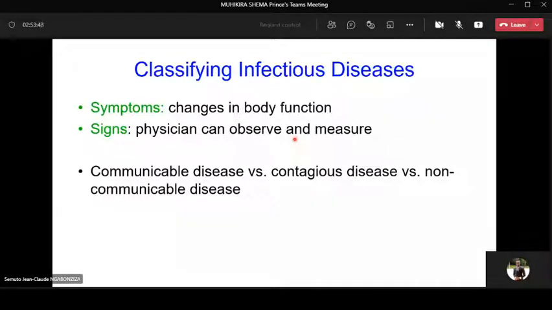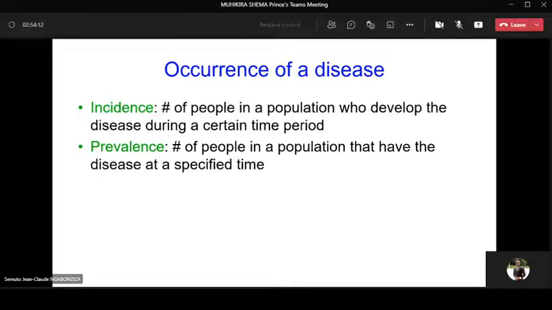Classifying infectious disease: there is symptom, which is a change in function, and signs, which the physician can observe and measure, such as temperature or some other observable features. There is communicable disease, contagious disease, and non-communicable disease. All this you know, I think. Incidence, the occurrence of disease, and prevalence, you all know this, I think.